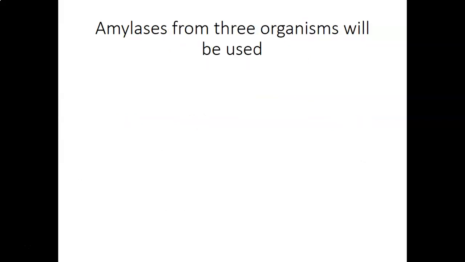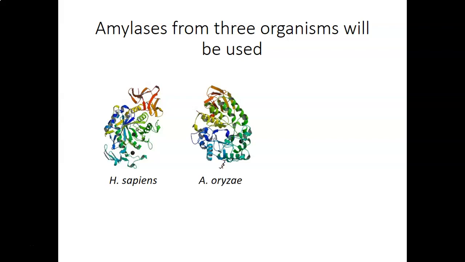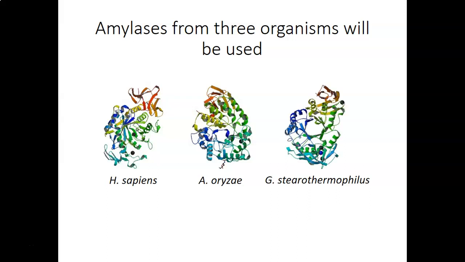In our lab, we have amylases from 3 different organisms, and we're going to be investigating each of these amylases and how fast they break down starch. So the first amylase is the human amylase, Homo sapiens. That's the enzyme that we have in our saliva, which starts the breakdown of starch as we are chewing our food. There's also a fungal amylase from Aspergillus oryzae in our lab, so some of you will be using that enzyme. And there's a bacterial amylase from Geobacillus stearothermophilus, which is a very interesting thermophilic bacterium.